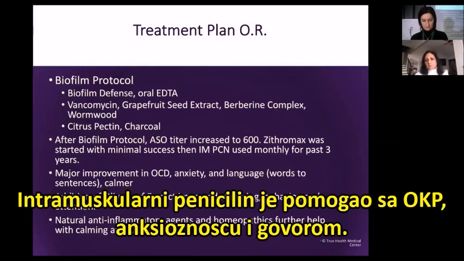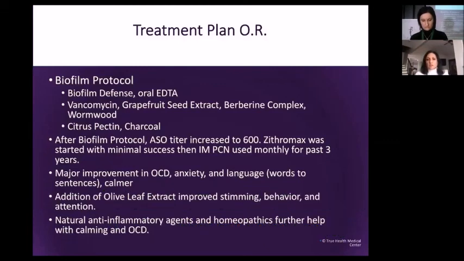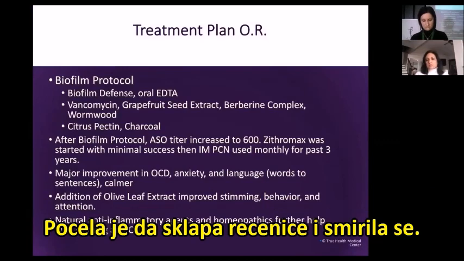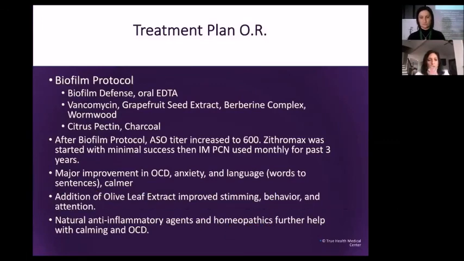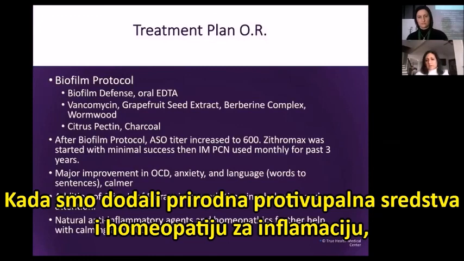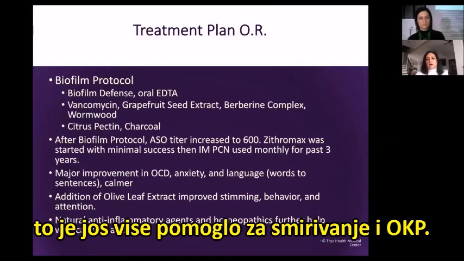The intramuscular penicillin, because we bypassed her gut, gave her major improvements in her OCD, anxiety, and her language. She went from words to sentences in her language, and she became much calmer. Olive leaf extract really helped her a lot as well. And when we added natural anti-inflammatory agents and homeopathics for inflammation, it helped her further with calming and OCD.